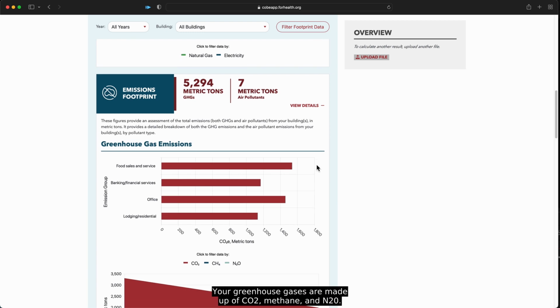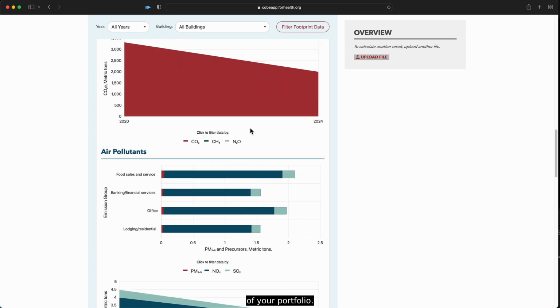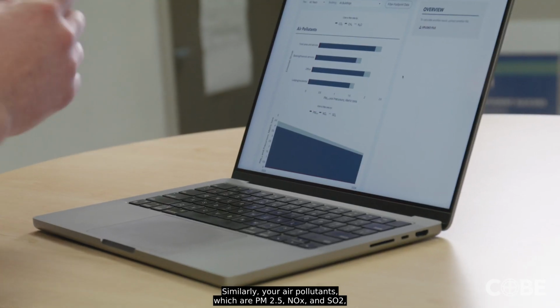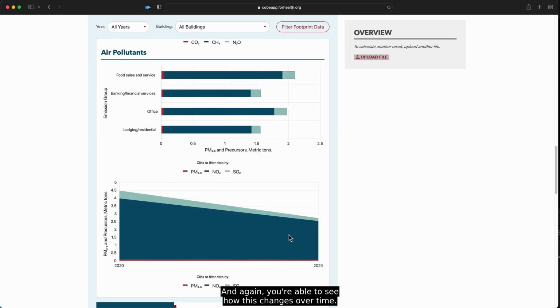Your greenhouse gases are made up of CO2, methane, and N2O. This is also broken down between emissions group, and you're also seeing how this changes over the timeline of your portfolio. Similarly, your air pollutants, which are PM2.5, NOx, and SO2, are broken down by emissions groups, and again, you're able to see how this changes over time.